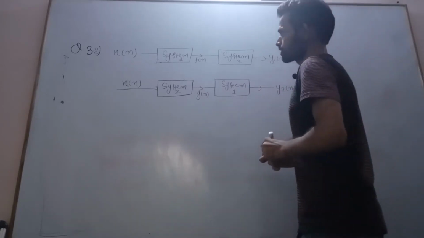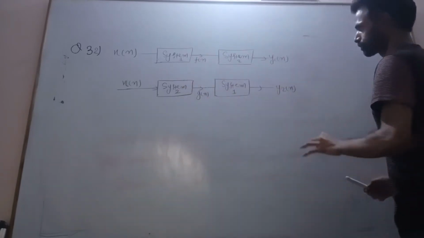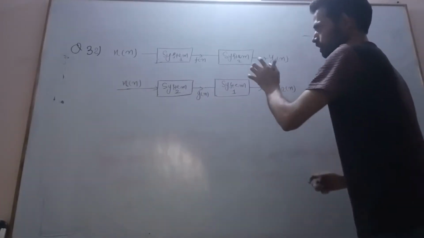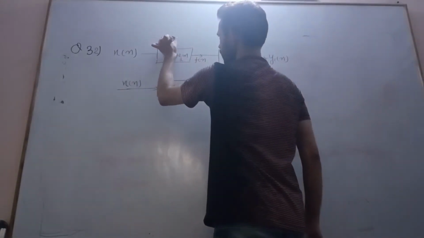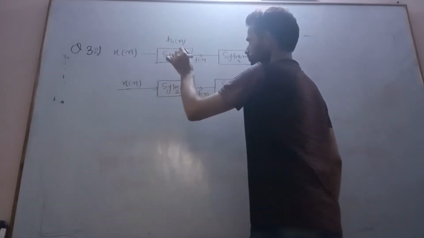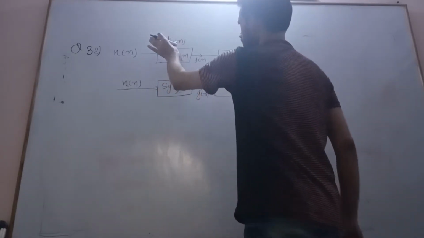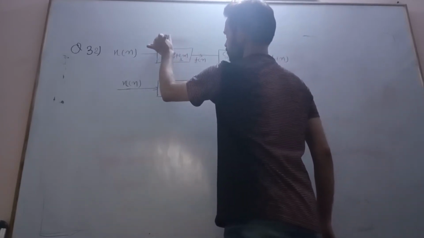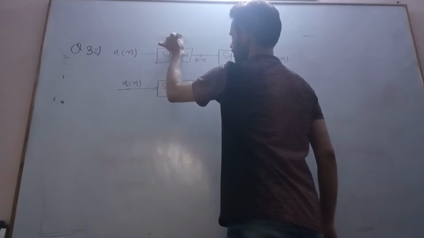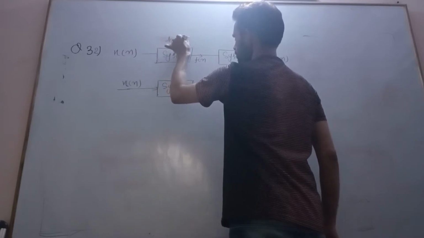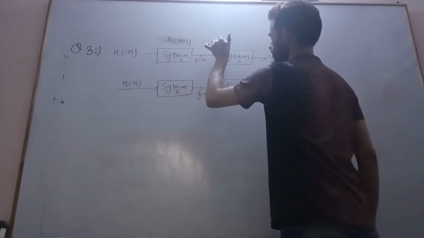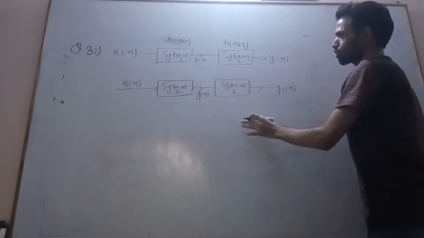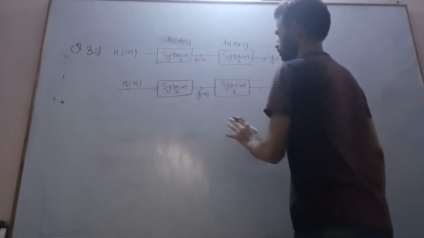System 1 and system 2 both are LTI systems. Let us say system 1 is h of n plus 1, and system 2 is h of n plus 2.